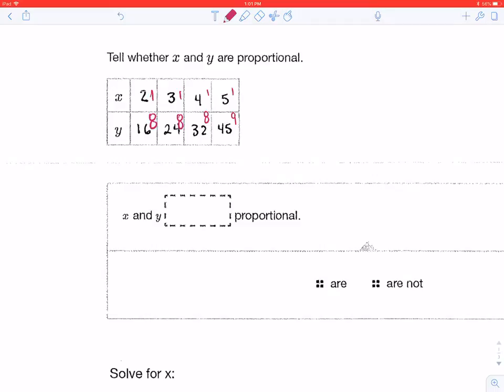And so because there's one that is different from the others, they're not all equal, you would put that they are not proportional. Even if the other three are proportional, because that one is not proportional, you put no, they would not have a proportional relationship.